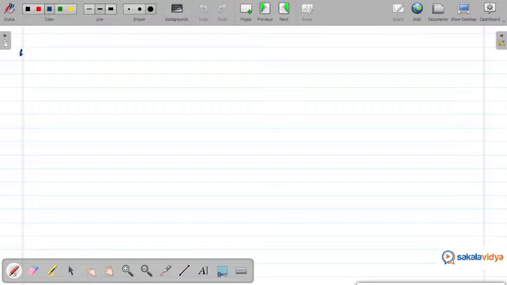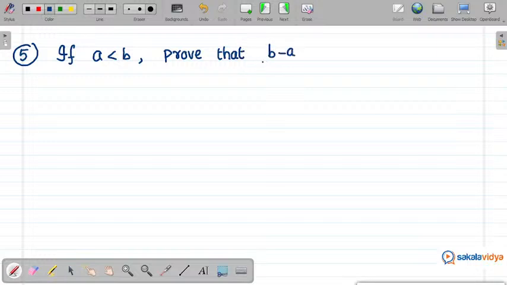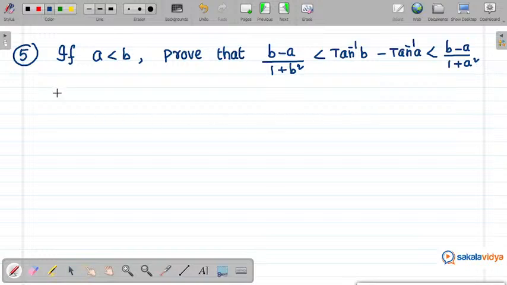Next, fifth question. See, this fifth question is a very important problem. If a less than b, prove that b minus a divided by 1 plus b square is less than tan inverse b minus tan inverse a, which is less than b minus a by 1 plus a square, using Lagrange's mean value theorem.